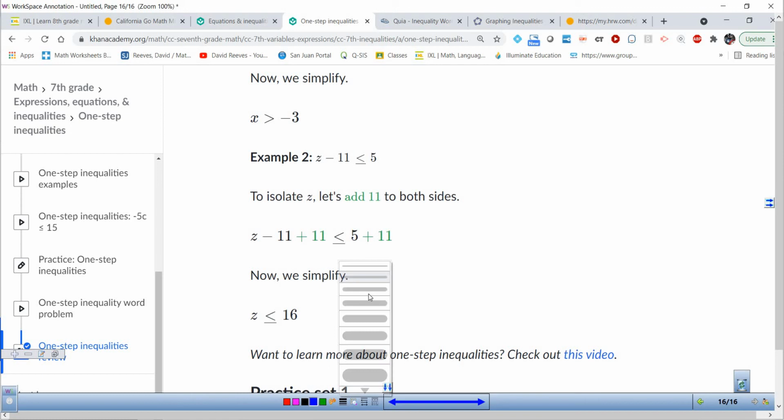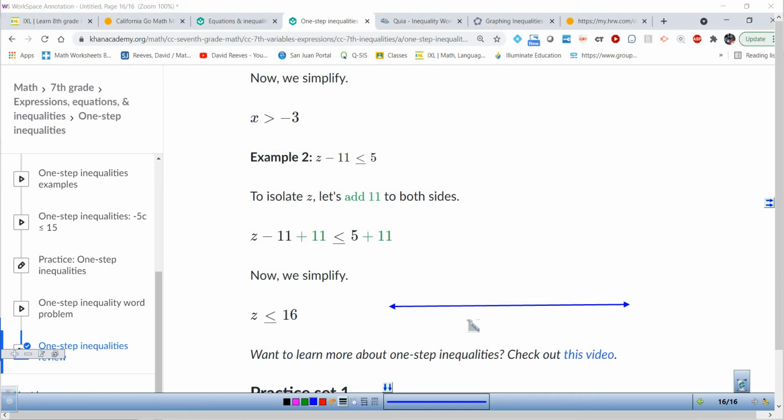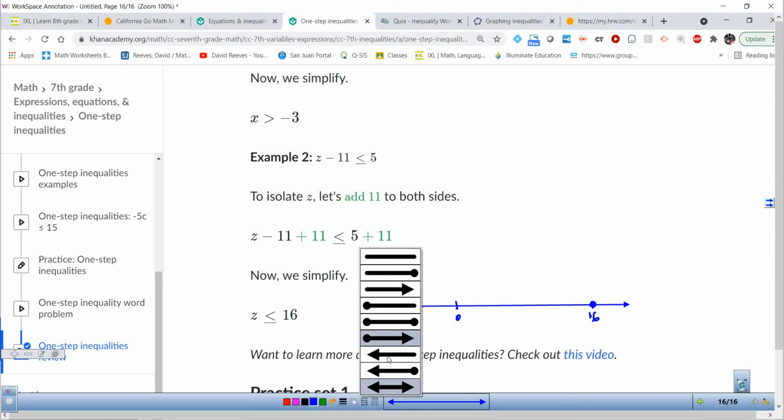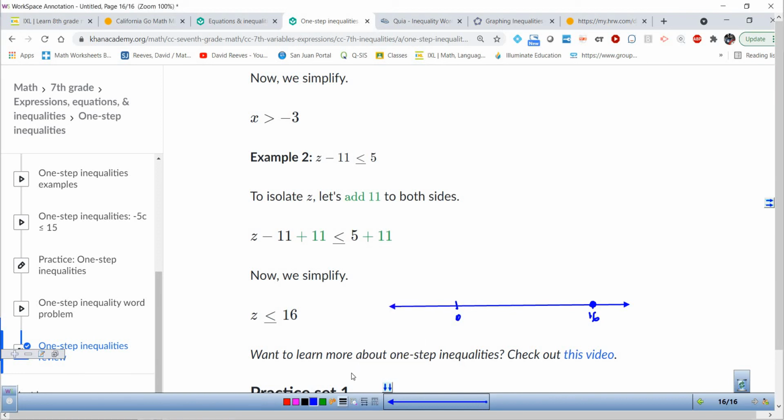So again, you will be asked not just to solve them, but to graph them. So there we go. Again, I always put 0 on my number line. All right, so I'm going to put 0 here, and then way over here, I'm going to put 16. Notice it's less than or equal to, so that's going to be a closed circle. This time we want an arrow that's going to go this way, and this time we do want that closed circle on there. So I'm going to start here.